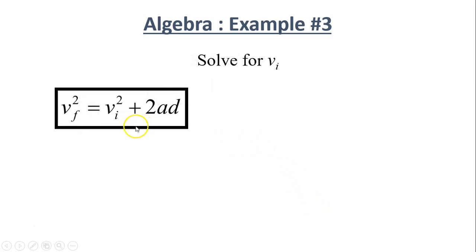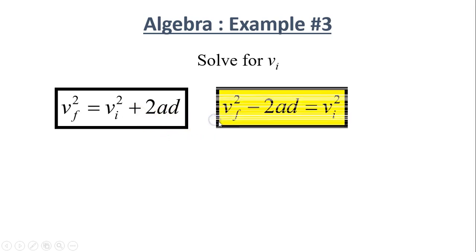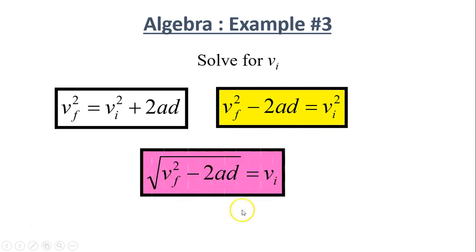Example 3, how do we solve for vi? Now we have to isolate vi on the right side. We need to get rid of 2ad. Since this is adding, to get rid of 2ad, you need to subtract 2ad on both sides. So that's what you do. Since you have vi squared, to get vi, you need to do square root on both sides.